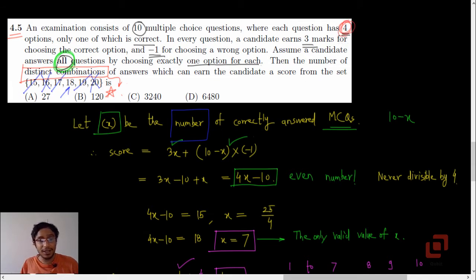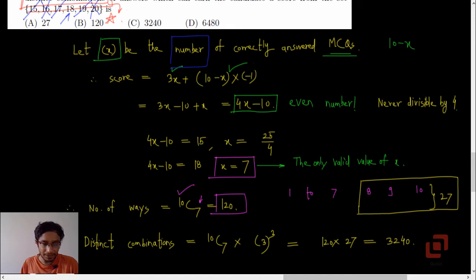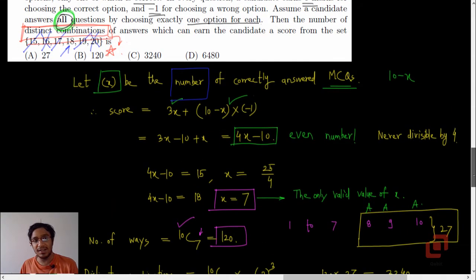Yes. Now if it is having 4 options and we are looking for distinct combinations, it means now there are 27 possibilities within the incorrect options. For example, let us assume that the correct answers are option A, option A, option A. Now obviously the candidate has not marked A because he has got 3 wrong. But the thing is, we need to consider the distinct combinations.